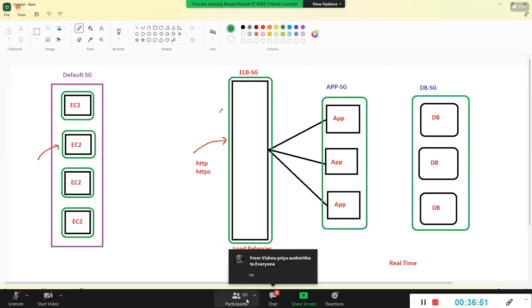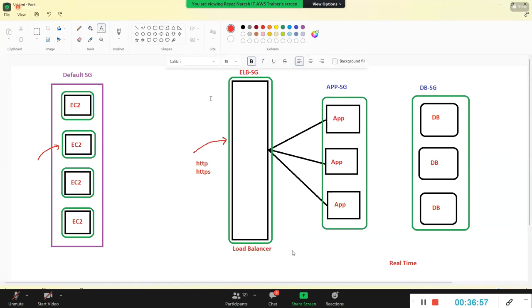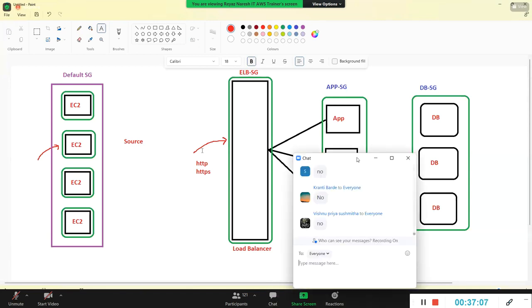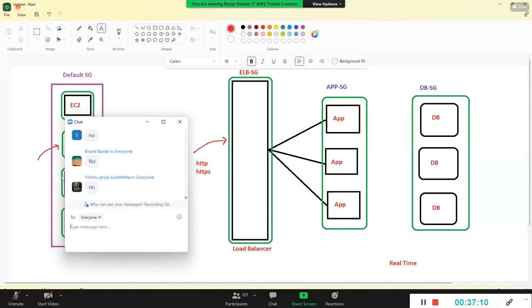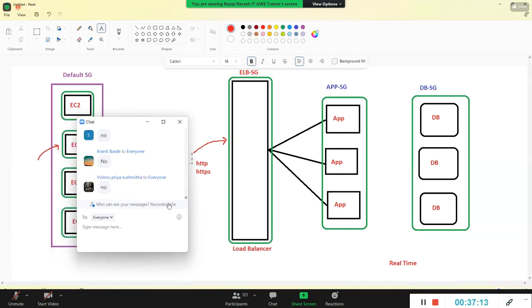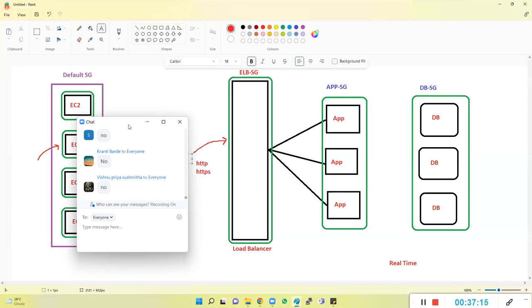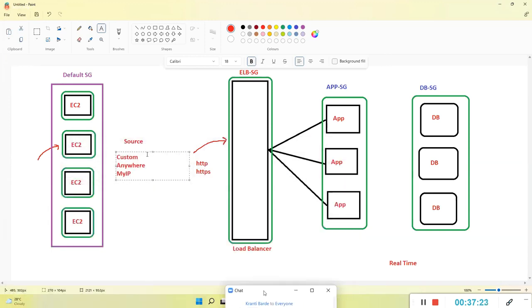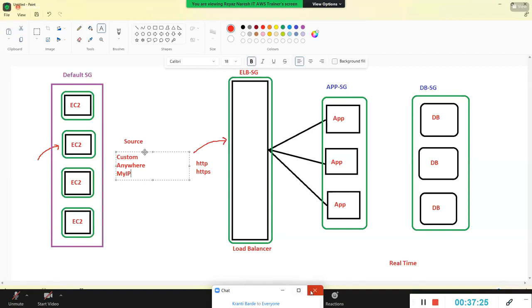so guys, here for the load balancer we have allowed HTTP and HTTPS, but there is a question: from where do you allow it? That is nothing but the source. Which source do you allow? Guys, your application, your load balancer should be accessed by everyone, yes or no? Actually, there are three types of sources. We call them custom, anywhere, and my IP. Write down these three. There are three types of sources.